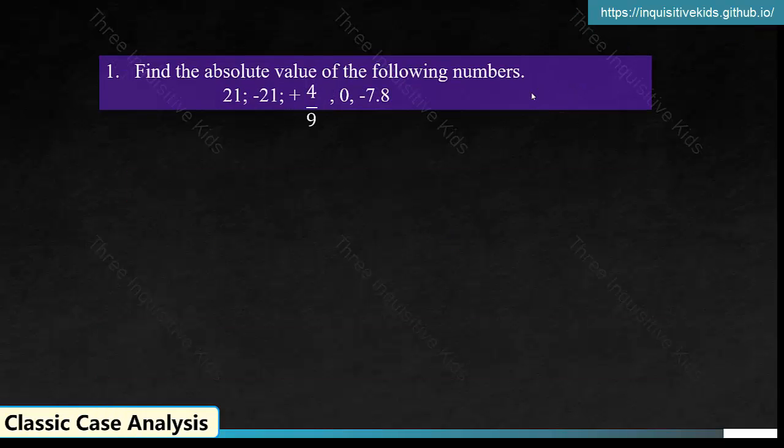Let's do some problems. Find the absolute value of the following numbers. The absolute value of 21 is 21. And the absolute value of 4/9 is 4/9. The absolute value of 0 is 0, and the absolute value of negative 7.8 is 7.8.